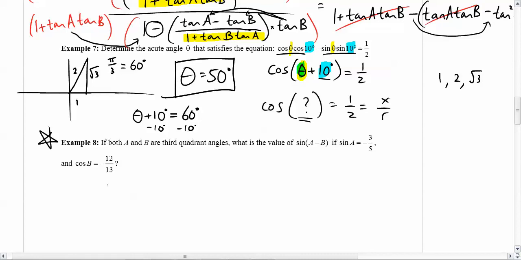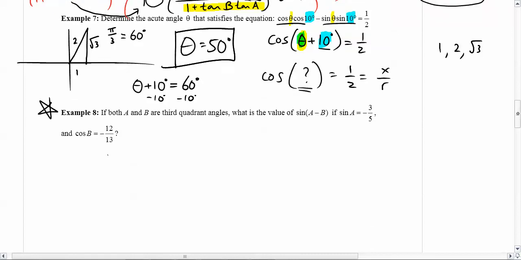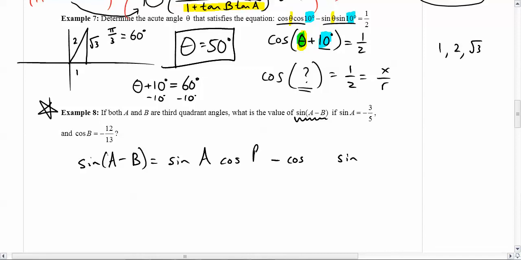Example 8 is really important. We want to find the value of sine (A minus B). So whenever you're given a difference, always expand it using the formulas. Sine stays the same and we get sin A cos B minus cos A sin B.